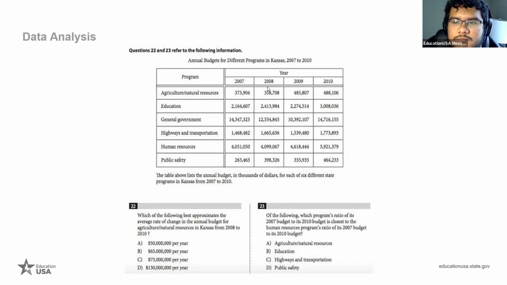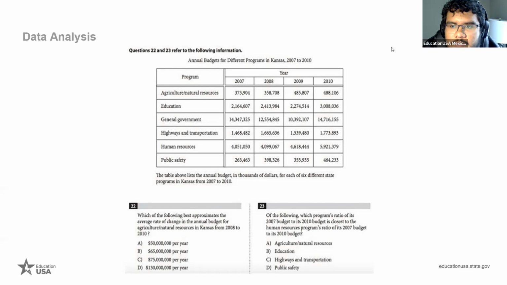Now, keep in mind, something else that's shown down here is that it shows the annual budget in thousands of dollars. That's something to keep in mind, because the answers will probably be scaled to thousands of dollars. Your final answer options will not show something like 398,326. It'll show it with those extra 3 zeros added, so it'll be 398 million.